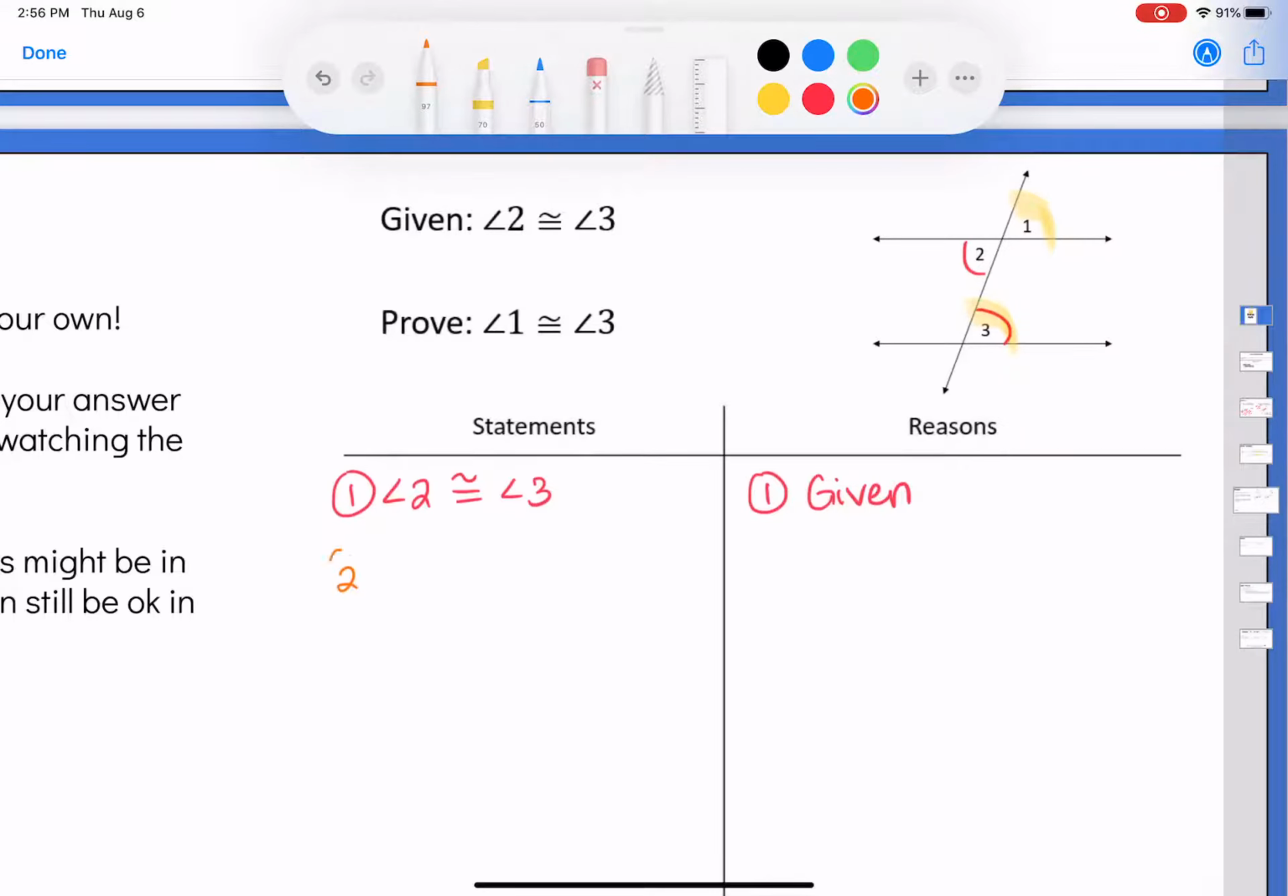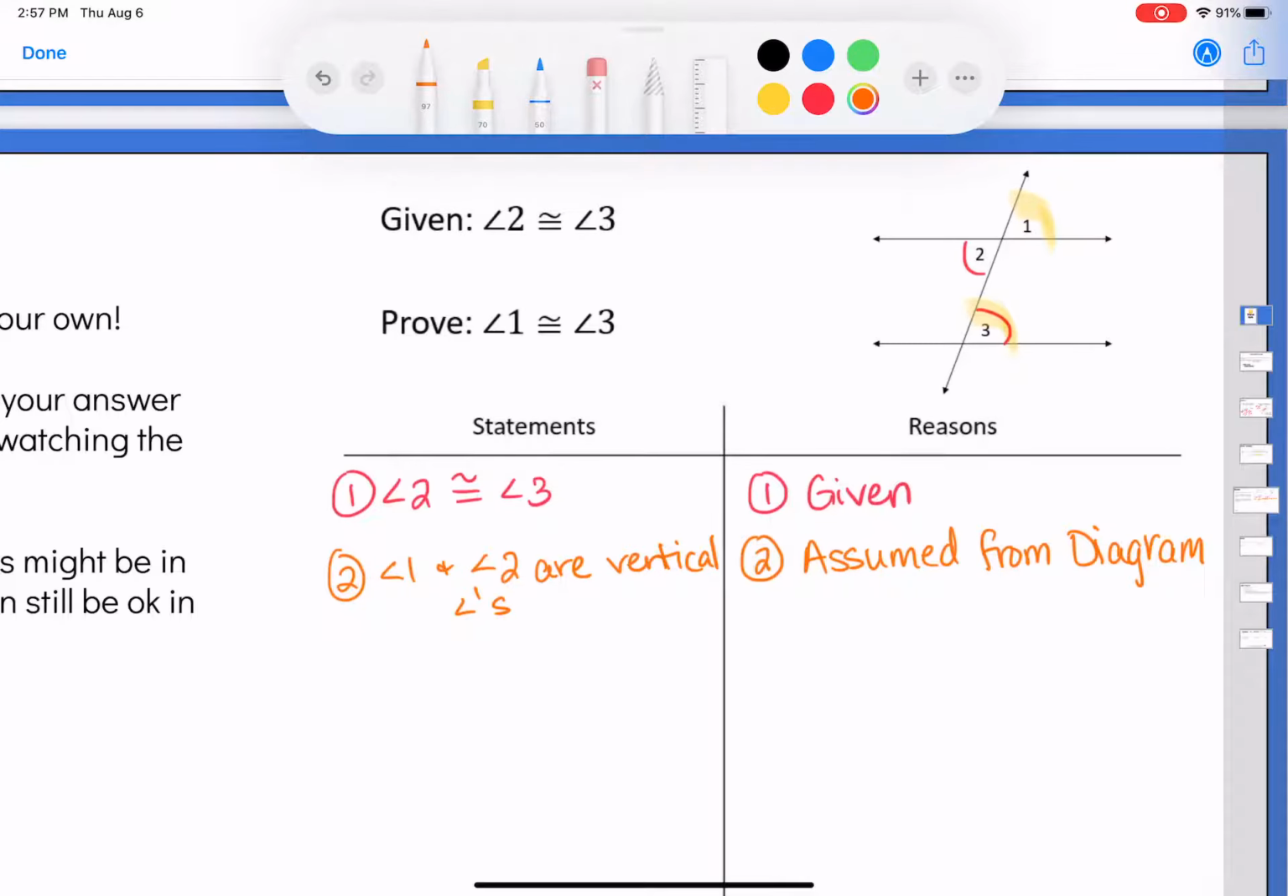So again, like we just said, I need to first have a step saying angle 1 and angle 2 are vertical angles, assumed from diagram. So I have to have that assumed from diagram step. I can't jump straight into that they're congruent, because then my if would be left hanging. If two angles are vertical angles, what? They are? That's not in your proof. So make sure you have that assumed from diagram step in there. And then step 3 is that angle 1 is congruent to angle 2.